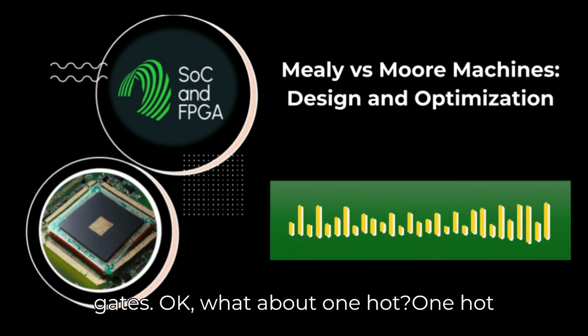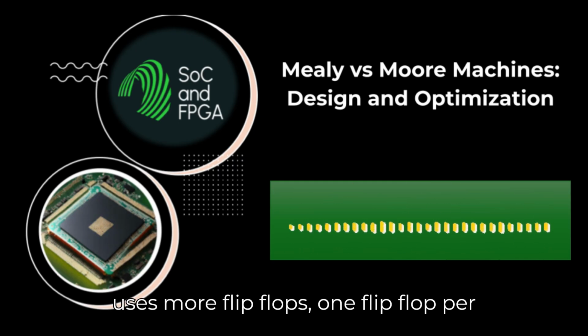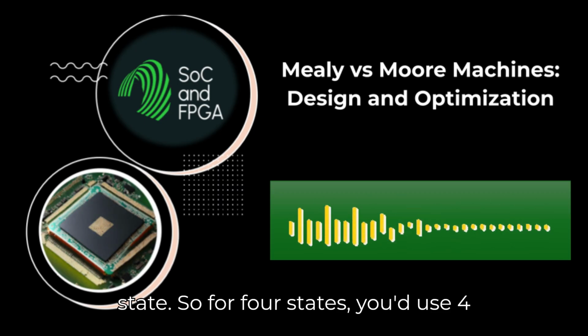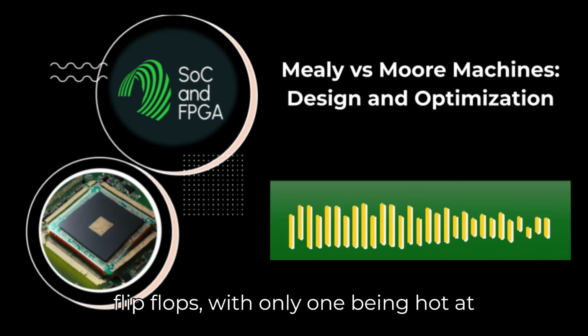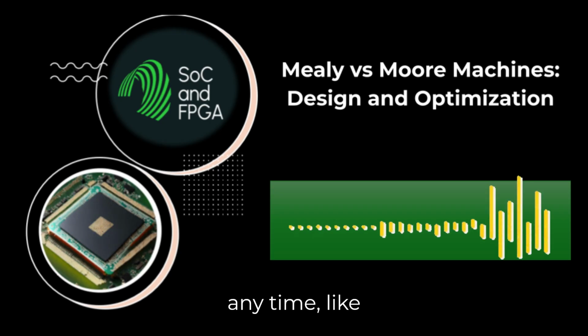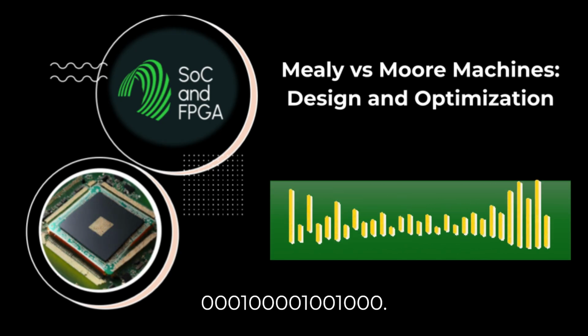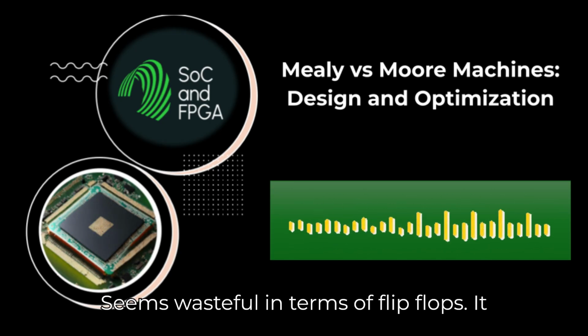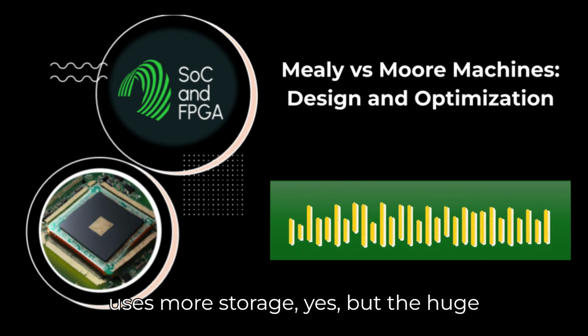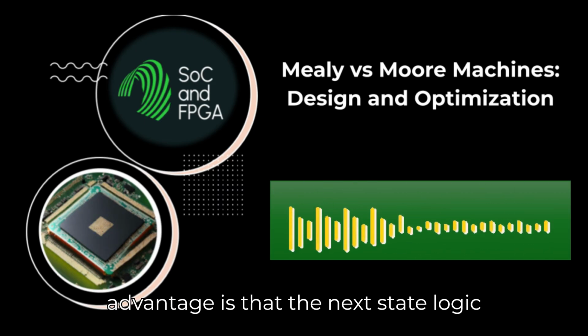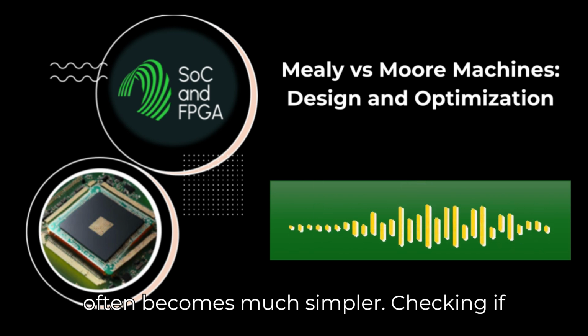Okay, what about one-hot? One-hot uses more flip-flops, 1 flip-flop per state. So for 4 states, you'd use 4 flip-flops, with only one being hot at any time, like 0001, 0010, 0100, 1000. Seems wasteful in terms of flip-flops. It uses more storage, yes. But the huge advantage is that the next state logic often becomes much simpler.